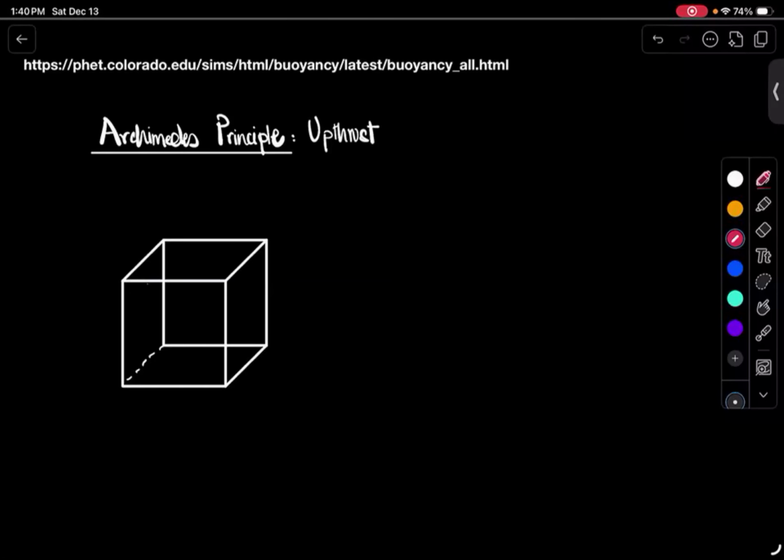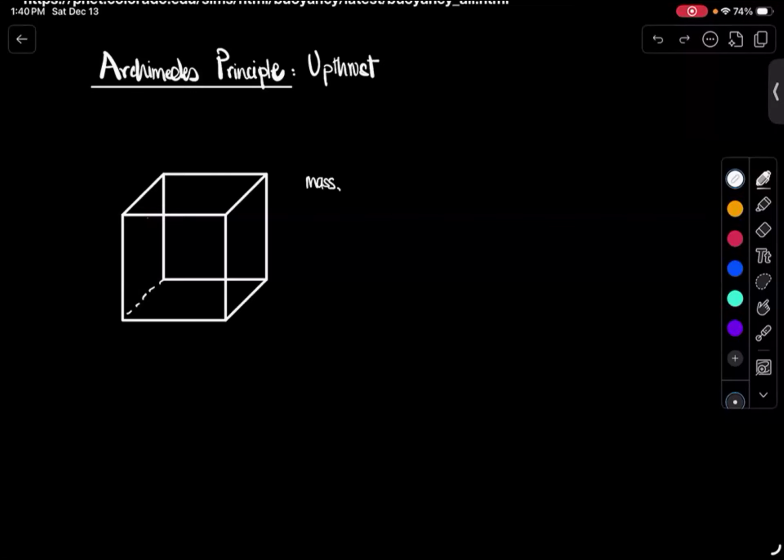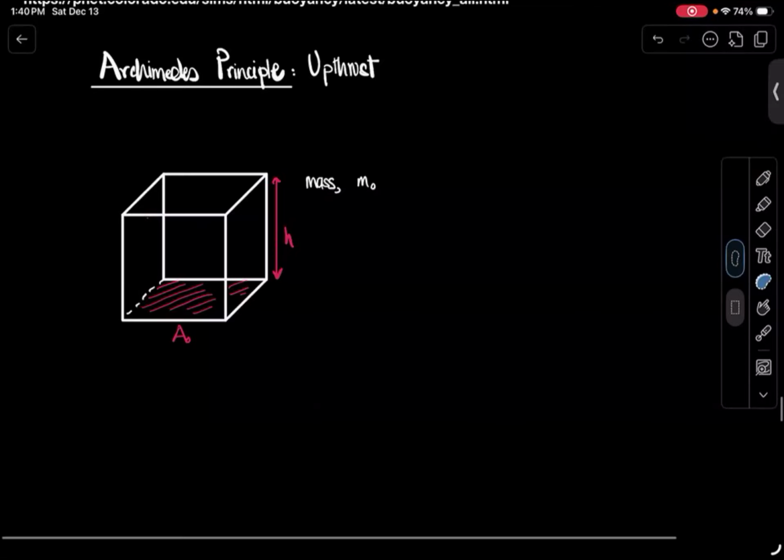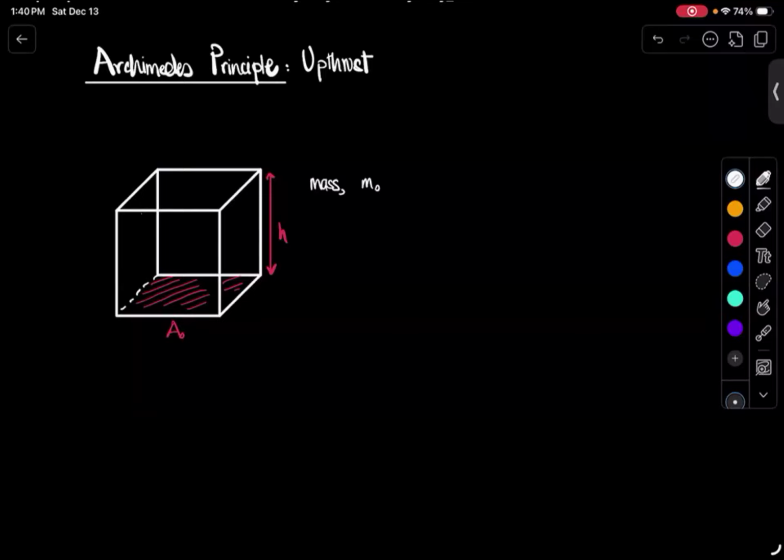Now, if you have a block, this block has a mass m naught. We're defining the variables that we're taking right now. It has an area a naught, and it has a certain height h. Then what would be equal to the volume? The volume is what we call V naught. This is V O, so this is object O.